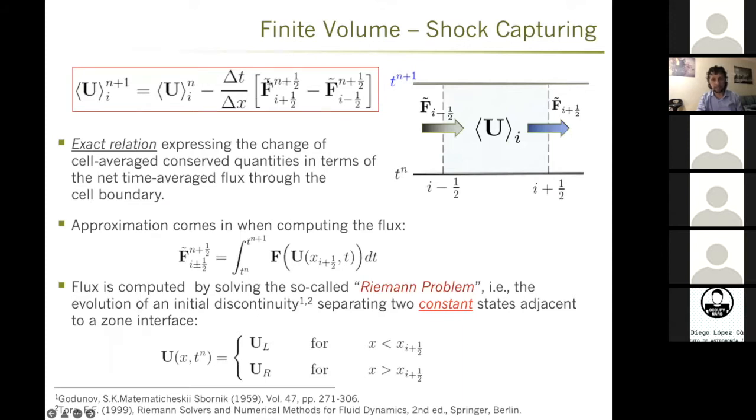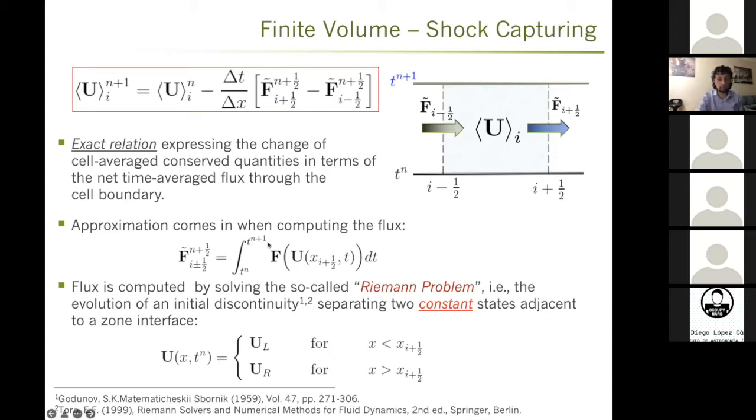Note that this F tilde is the integral average in time, and this relation is exact. Beware that this does not mean that you can solve the equation exactly, okay? Because at some point, an approximation will be needed. And actually, the approximation comes exactly while computing the flux, because to compute the time average, you need to know the solution, which you don't. And so you need to make some approximation and compute the flux at some approximate level.